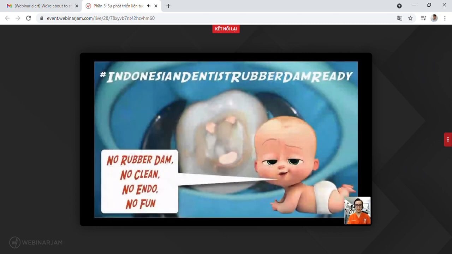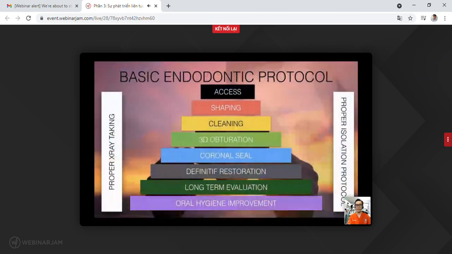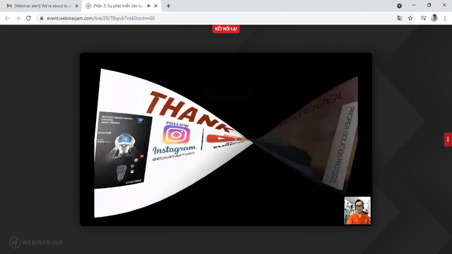So finally, keep it simple. No rubber dam, no clean, no endo, and no fun. We have to follow the basic endodontic protocol from access cavity, preparation, shaping, cleaning, obturation, coronal seal, definitive restoration, long-term evaluation, and oral hygiene improvement. But remember, with proper X-ray taking and proper isolation protocol, the endodontic protocol will be successful. And that's all for me.